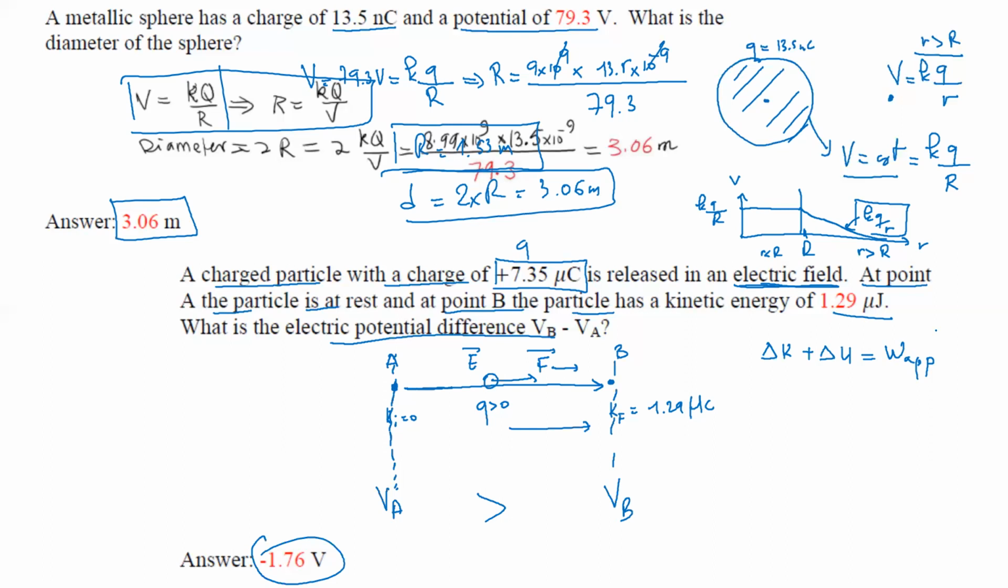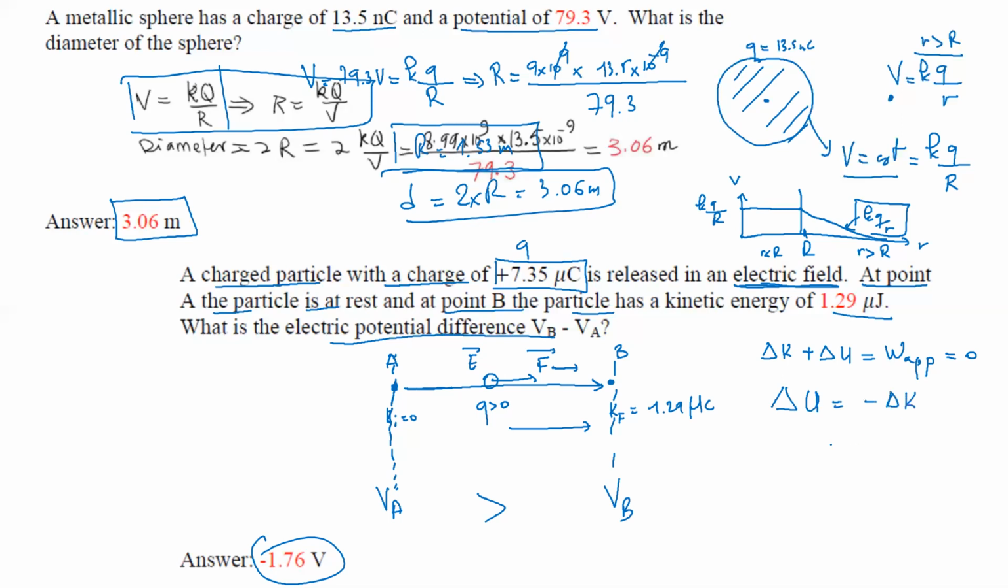I release the particle, so the particle is moving by itself. I don't exert a force on it, so it's an isolated system and the work applied is 0. I just left it in this electric field. I release it, so it's a natural motion. There is no external agent applying a work. So if work applied is 0, of course, delta E will be equal to minus the change in kinetic energy.